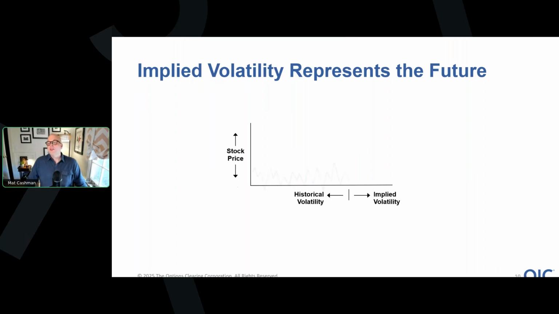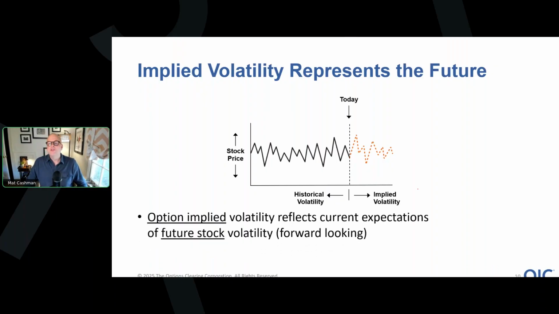So when you think about this, I want you to think about this as two sides of the same coin, with historical volatility being to the left and implied volatility going to the right. Today is in between those two things. Options implied vol reflects what people think is going to happen. Historical or delivered vol reflects what has happened previously. And in between them is today.